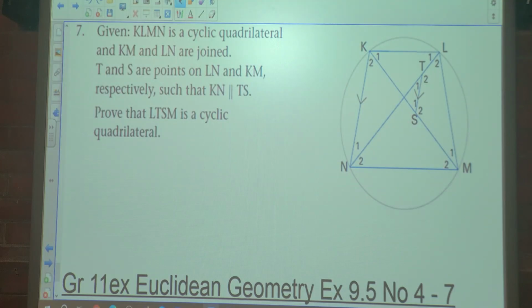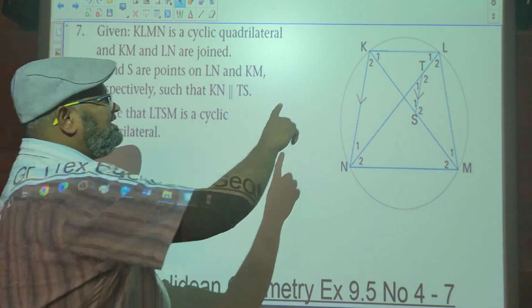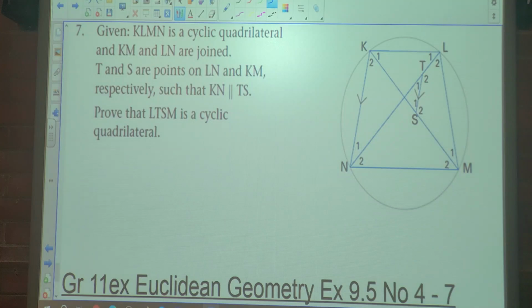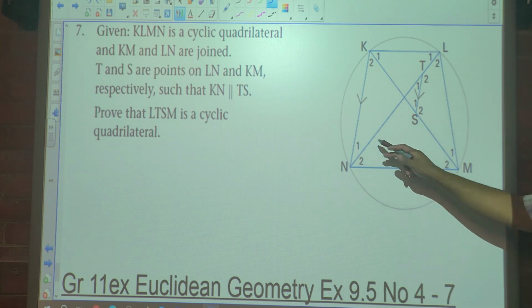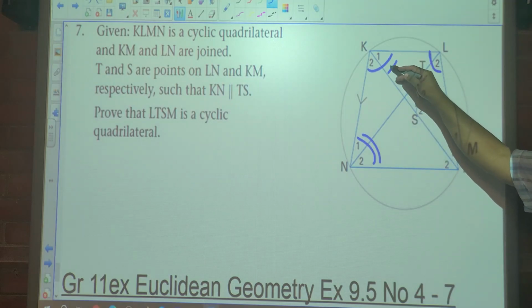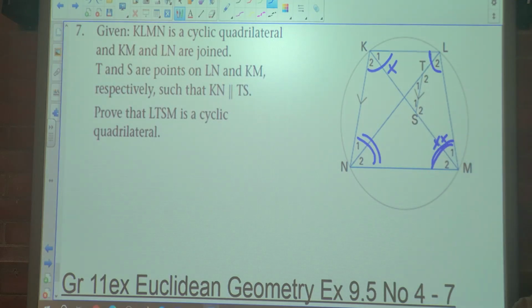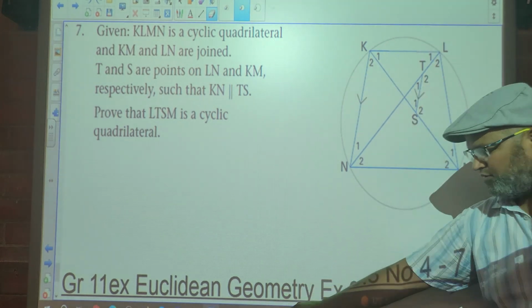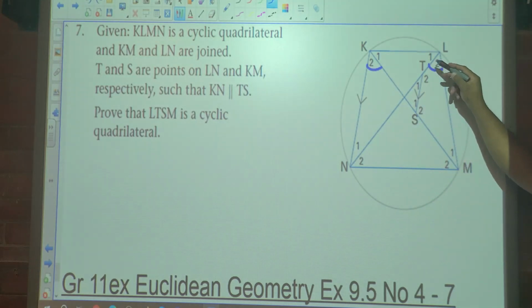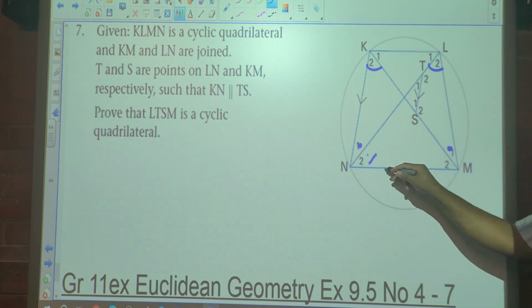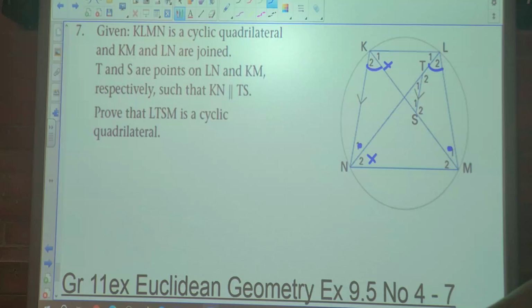People, we are told that KLMN is a cyclic quadrilateral. So if this is cyclic, what do we know? Many things, he says. But of the many things, name it. Opposite angles are supplementary. So that plus this equals 180. What else do we know? Is there an exterior angle for that quad? No. What else do we know? The bow tie, yes. K2 is equal to L2, and N1 is equal to M1, and N2 is equal to M2. Okay.